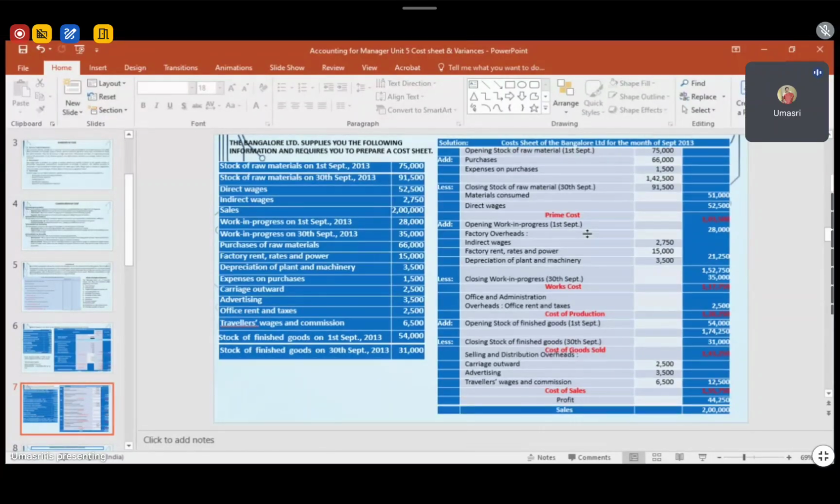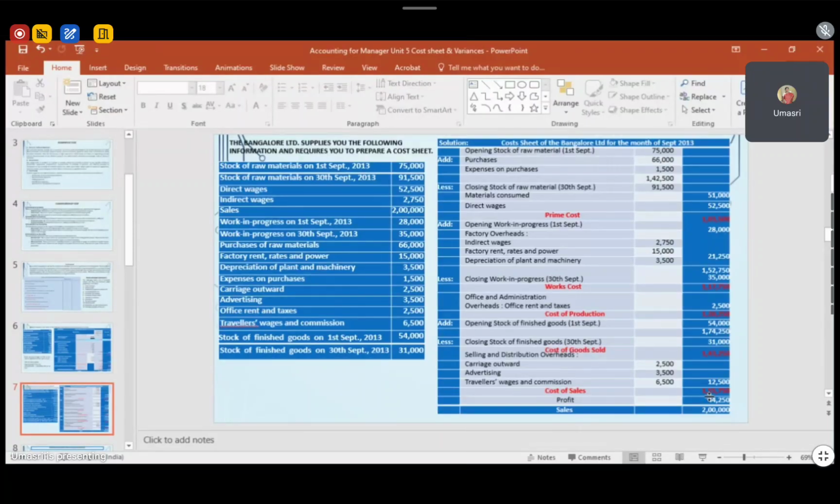Works cost plus office and administrative overhead, that is called cost of production. After finding the cost of production, you have to adjust finished goods, which have opening and closing. See here, opening stock of finished goods is 54,000, closing is 31,000. So cost of production plus opening stock of finished goods minus closing stock of finished goods, that is called cost of goods sold. Cost of goods sold plus selling and distribution overheads, that is called cost of sales.